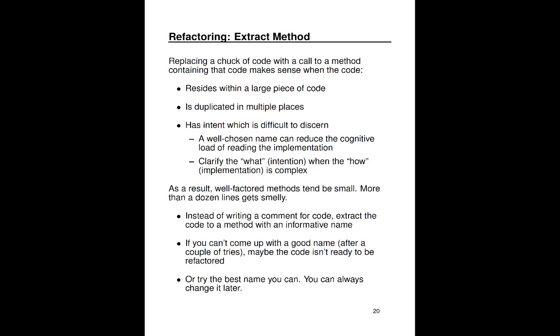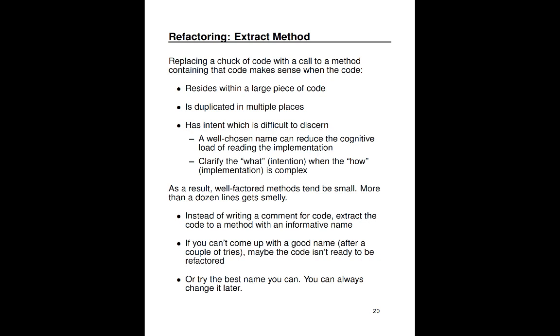So in the extract method refactoring, we take a chunk of code and move it to a new method and then call that new method instead of referencing the old code. This refactoring makes sense when you've got a large method or a large other piece of code that covers many, many lines. Also, if you've got a chunk of code that's duplicated in multiple places, it makes sense to put those duplicates in one method and call that same method from both places.